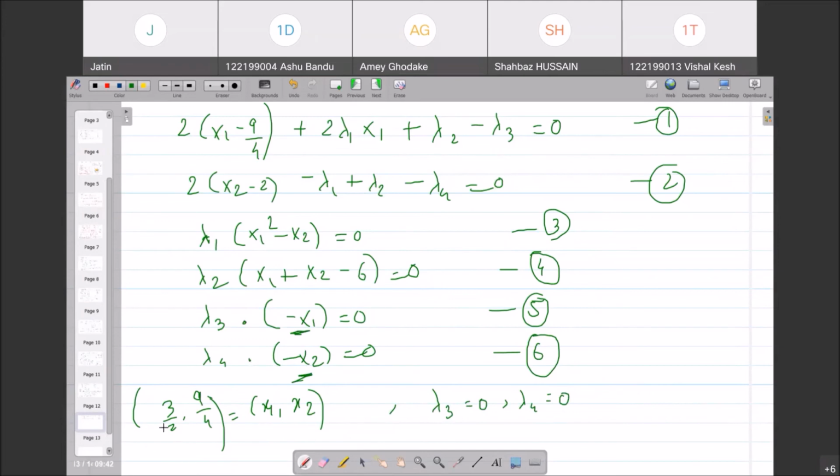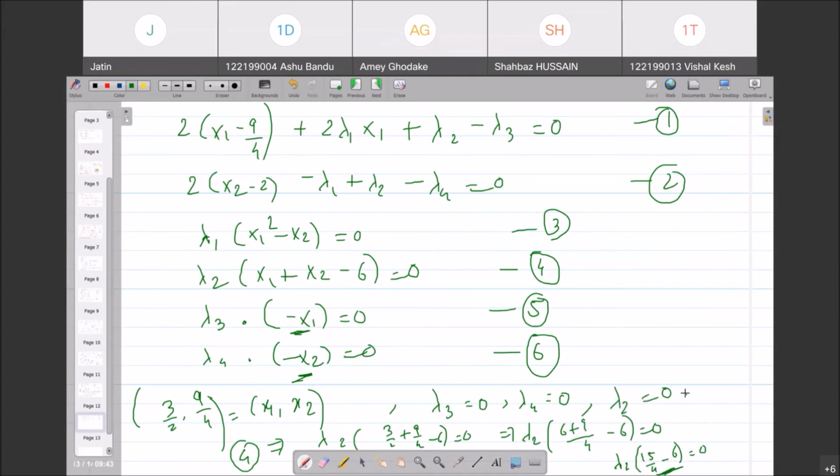Okay, good. Now when I put 3 by 2 and 9 by 4 in equation 4, will it give me anything about lambda 2? If I put it in equation 4, I have lambda 2 into 3 by 2 plus 9 by 4 minus 6 equal to 0. So lambda 2 into, what is this? 6 plus 9 is 15, so 15 by 4 minus 6. Obviously 15 by 4 minus 6 is a non-zero number, and therefore this implies lambda 2 is also 0.